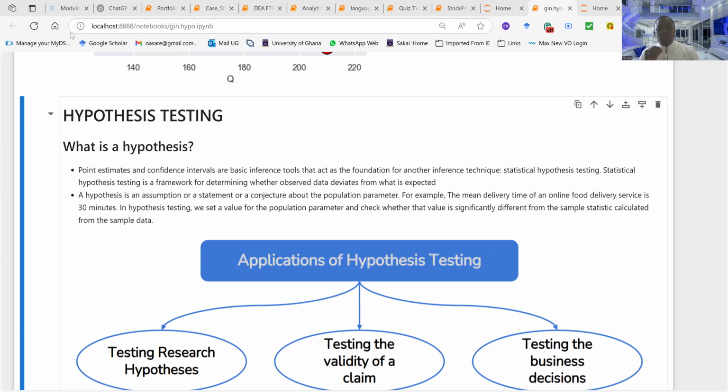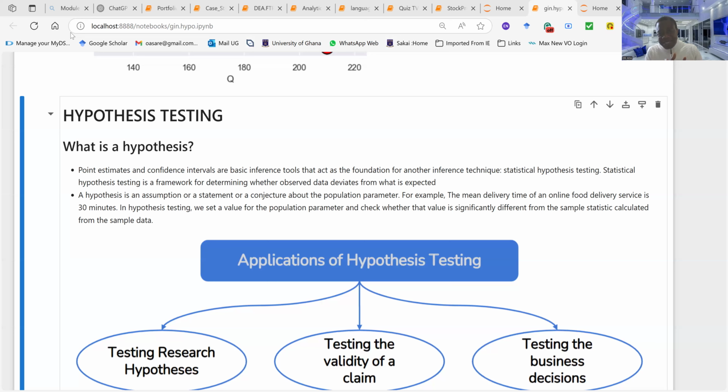So let's take an example. If you want to find out the mean delivery, the average delivery time of an online food order, or you order a taxi or Uber, the time it takes for the taxi to get to your house, if we say that the average is 30 minutes, that is a hypothesis. If you make that statement, that's a hypothesis. But then it depends on who is making the hypothesis. That's why we have two types of hypothesis.